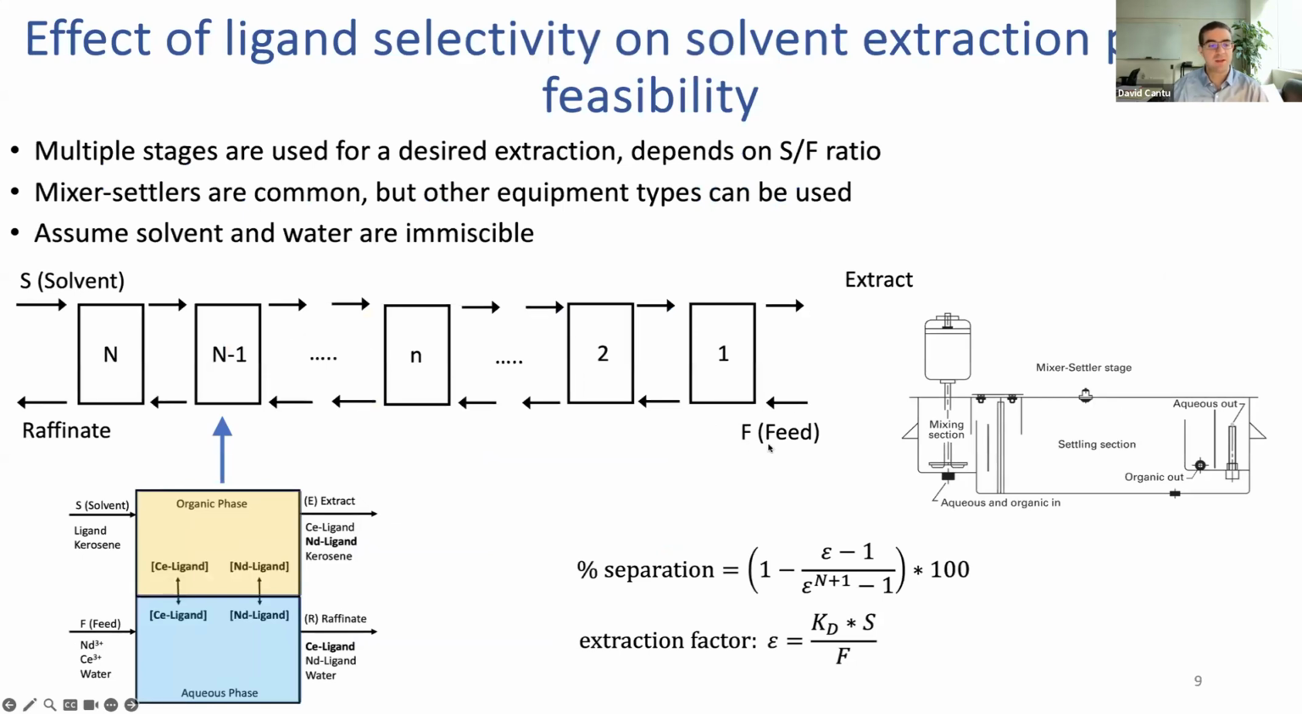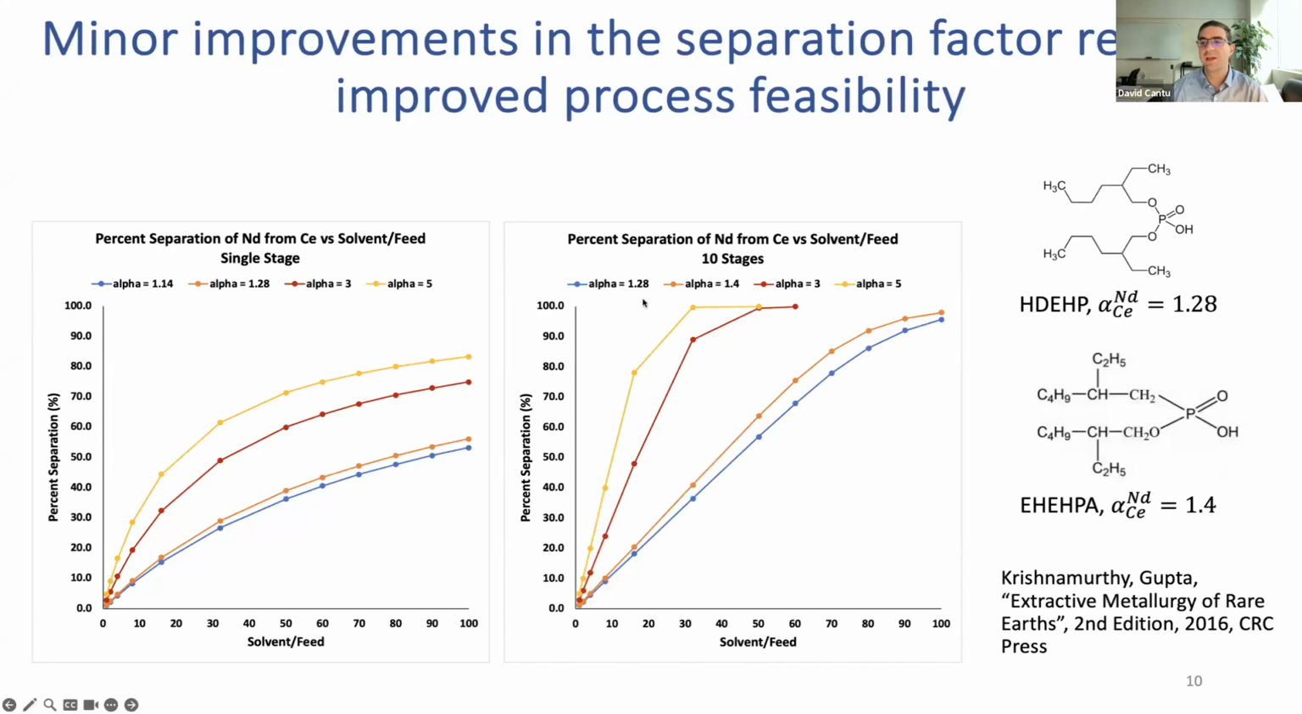Here's the feed that includes the free lanthanide ions, and it's placed in contact with the solvent. With the extraction factor that depends on the equilibrium distribution and the solvent to feed ratio, so how much solvent you add compared to the feed, we can estimate, here I did some quick calculations of how much solvent to feed ratio you need to separate the neodymium from the cerium.